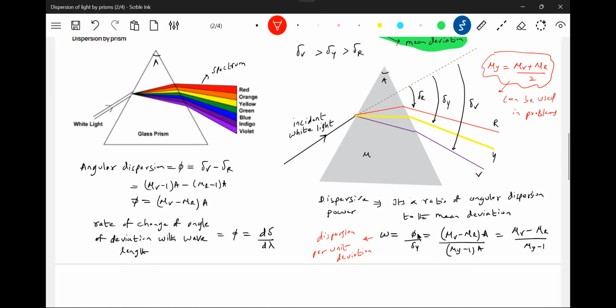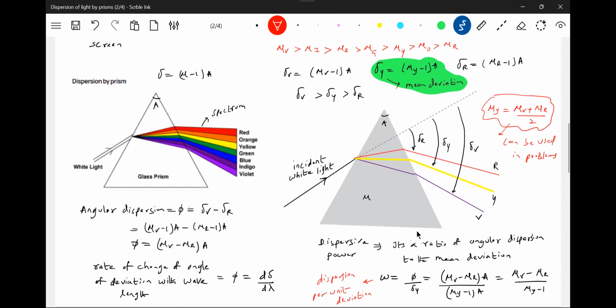The refractive index of the material for yellow color wavelength is available if you take the average of the refractive index for violet and red of the given material. Means if you want to know the refractive index of the given material for yellow color light, and you know the refractive index for violet and red, take the average of that and you will get the refractive index for the yellow color light. If you know mu and the angle of prism, then you can calculate the mean deviation. So they need not mention mu y. If they give mu v, mu r, from that you can calculate mu y.